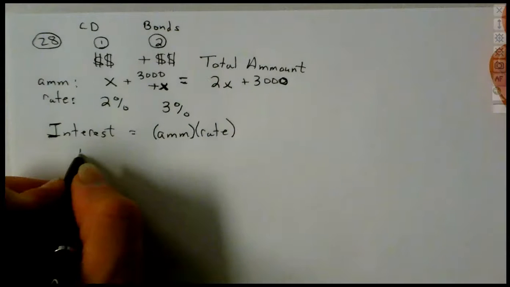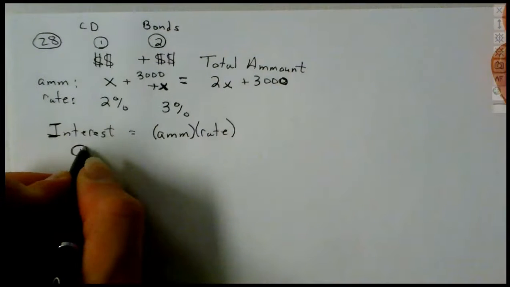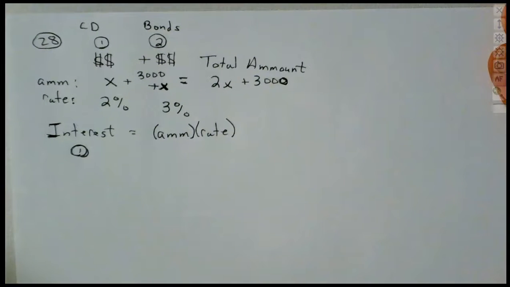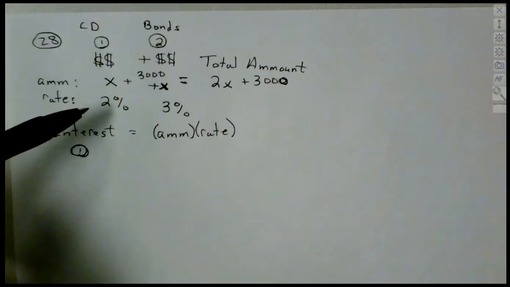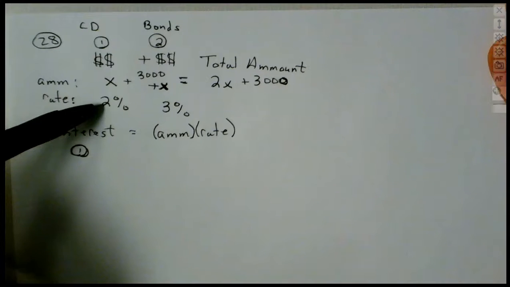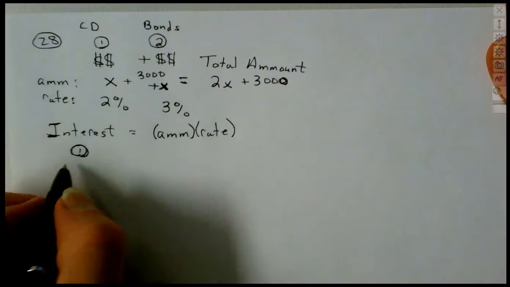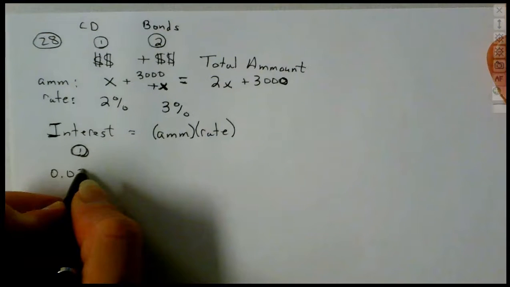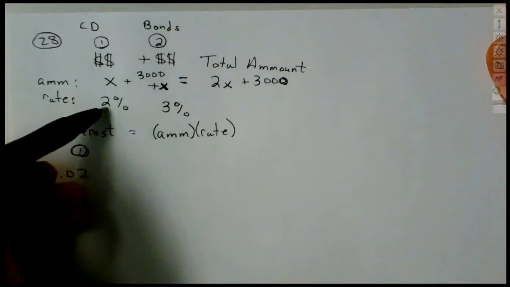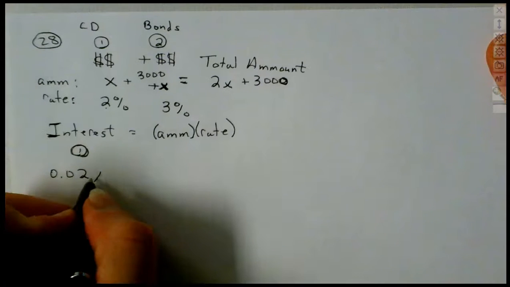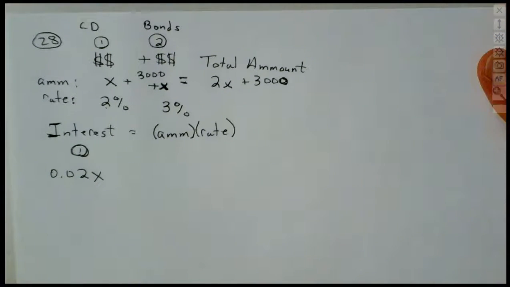Now we're going to build our equation. And I'll completely work this one through, because this is a new one, so I'll work it all the way through. So on our first one, what do we have? 2%. So that is 0.02. How much is in there again? Unknown amount, X. That's your first fund. That's your CD.